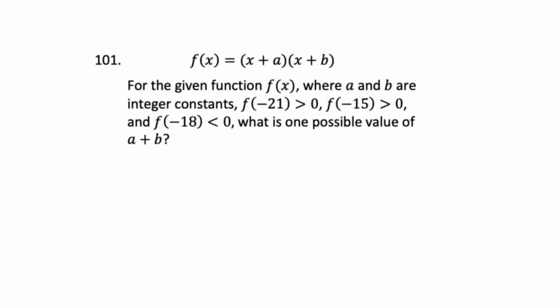Here's our next problem, again dealing with a quadratic function. It says for the given function f of x, where a and b are integer constants, f of negative 21 is positive, f of negative 15 is positive, and f of negative 18 is negative. What is one possible value of a plus b?